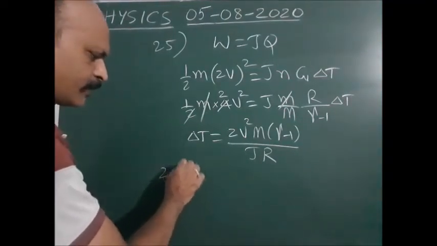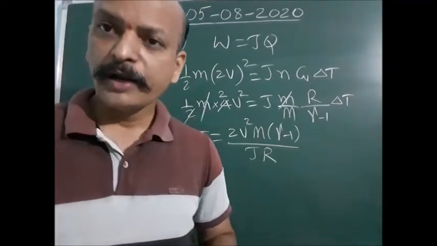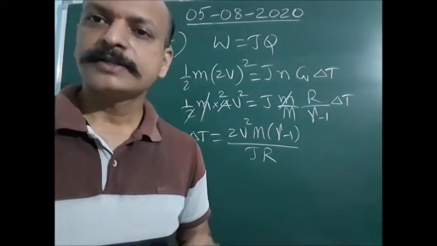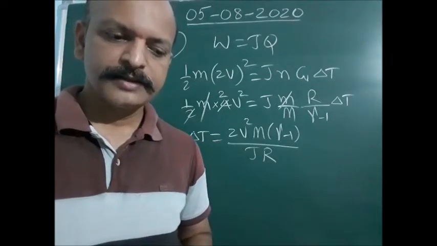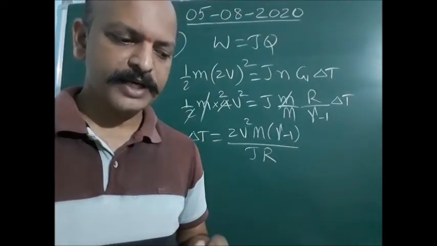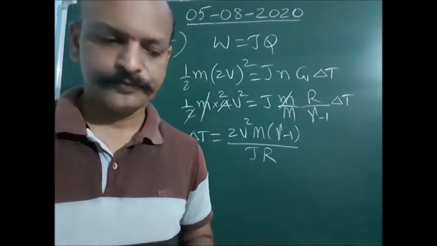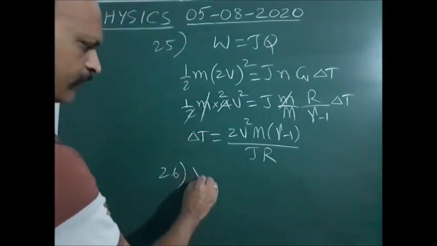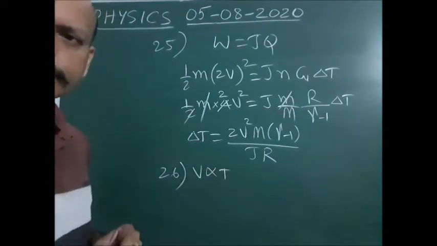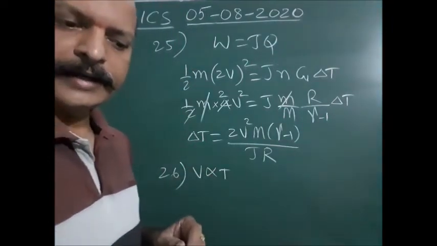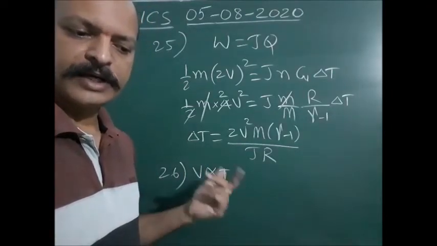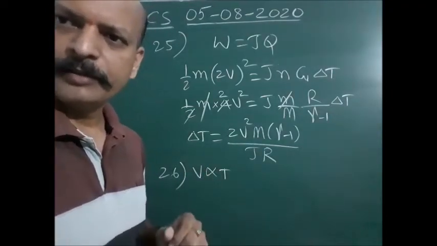Next, let us see question number 26. 1 mole of oxygen gas is heated at a constant pressure starting at 0 degrees Celsius. The heat energy that must be supplied to the gas to double its volume. Okay. At a constant pressure, volume will be directly proportional to temperature. And if the volume is doubled, temperature also doubles.